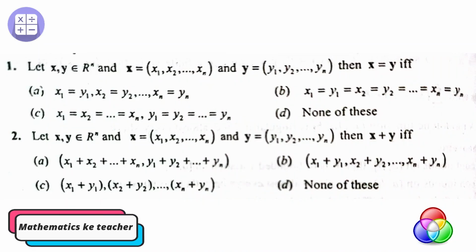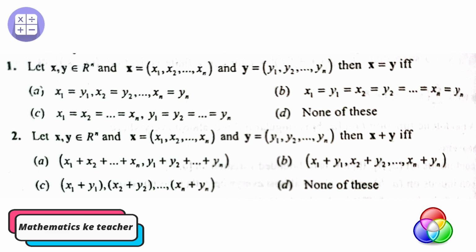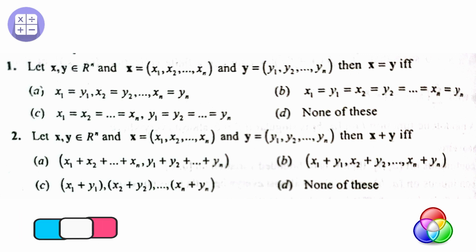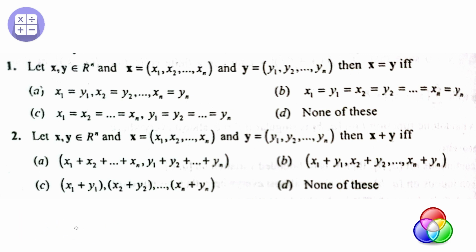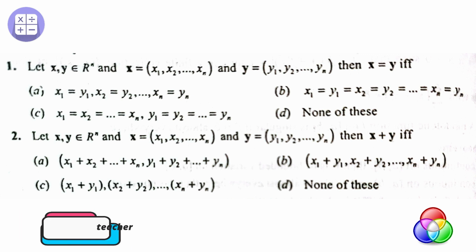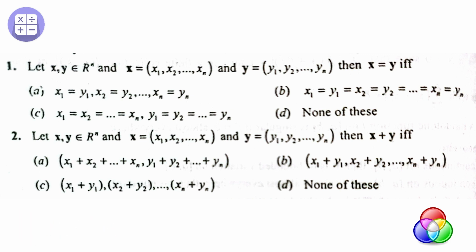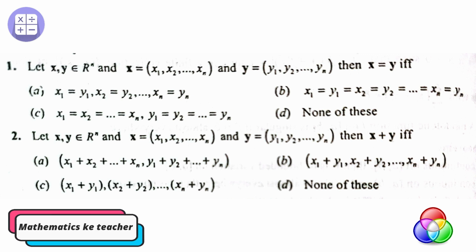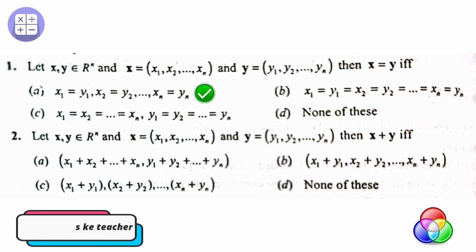Today we are going to discuss real analysis MCQs on the topic Euclidean space. Number 1. Let x, y belong to R^n, where x = (x1, x2, ..., xn) and y = (y1, y2, ..., yn). Then x = y if and only if: A, x1 = y1, x2 = y2, up to xn = yn. B, x1 = y1, x2 = y1, and so on up to xn. C, x1 = x2 = ... = xn and y1 = y2 = ... = yn. D, none of these. Correct option is A.